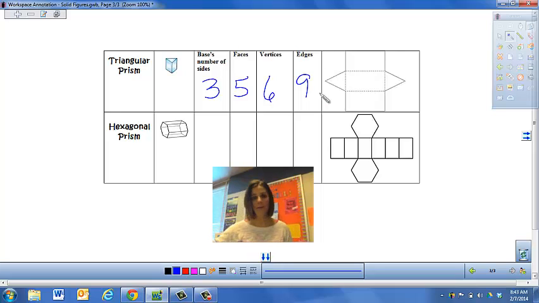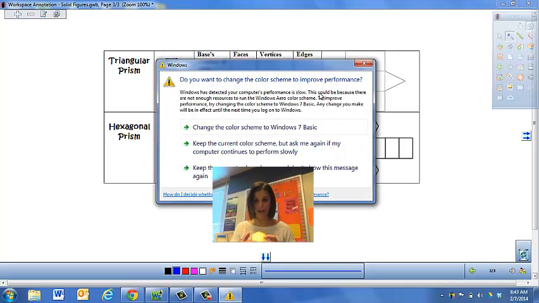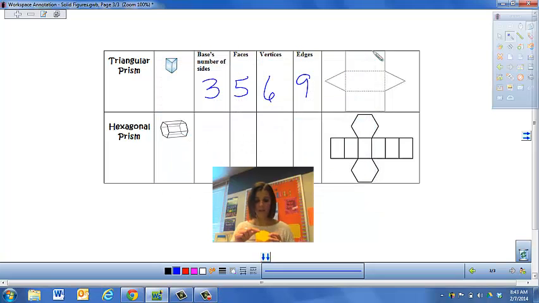The last shape we're going to look at is a hexagonal prism. The reason we know it's a hexagonal prism is, once again, look at the base, and as you can see, the base is a hexagon. A hexagon is a 6-sided figure. So the base's number of sides is 6, because a hexagon is 6. The number of faces: we have our 2 bases, and then we have the 6 faces for the hexagon, so we have a total of 8.